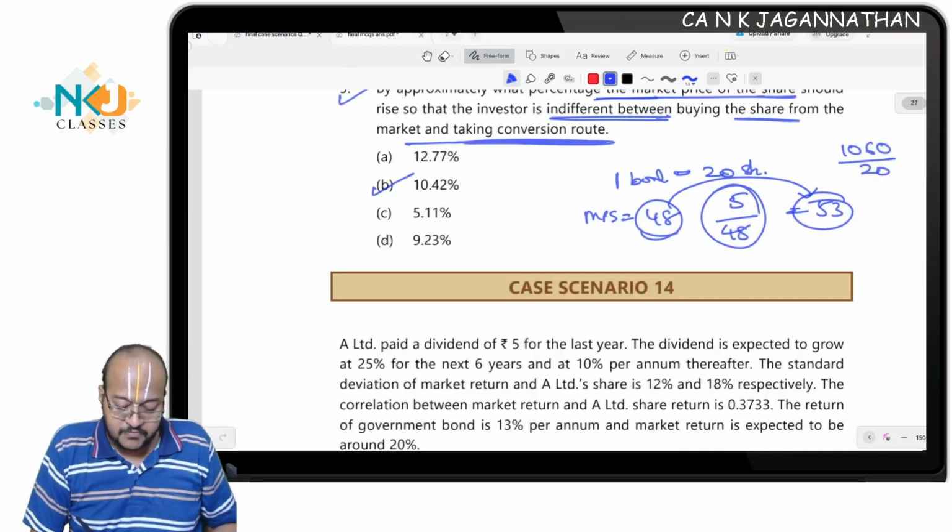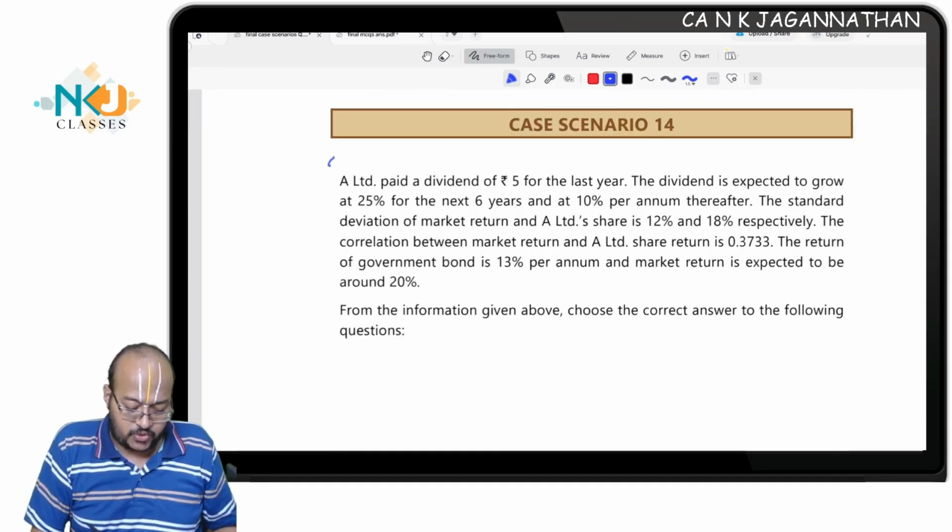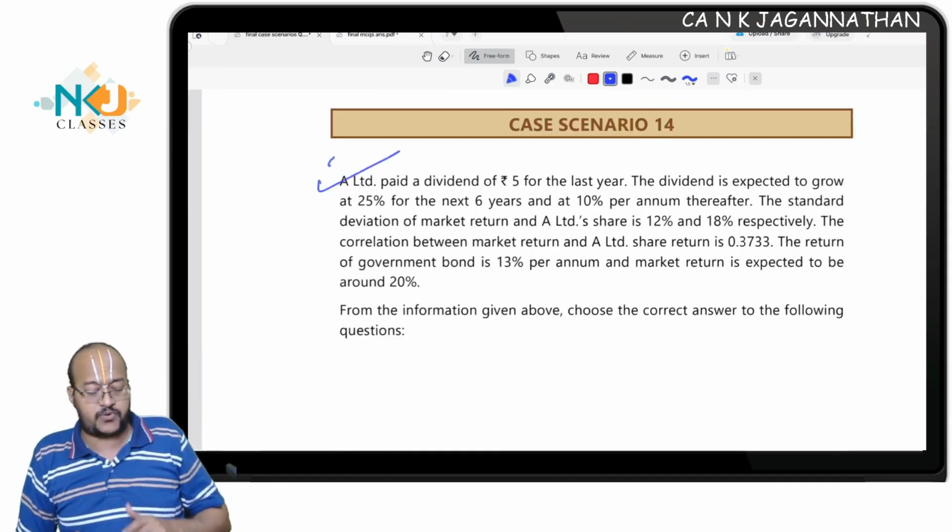Next. Case scenario 14. A Limited paid a dividend of 5 for the last year.